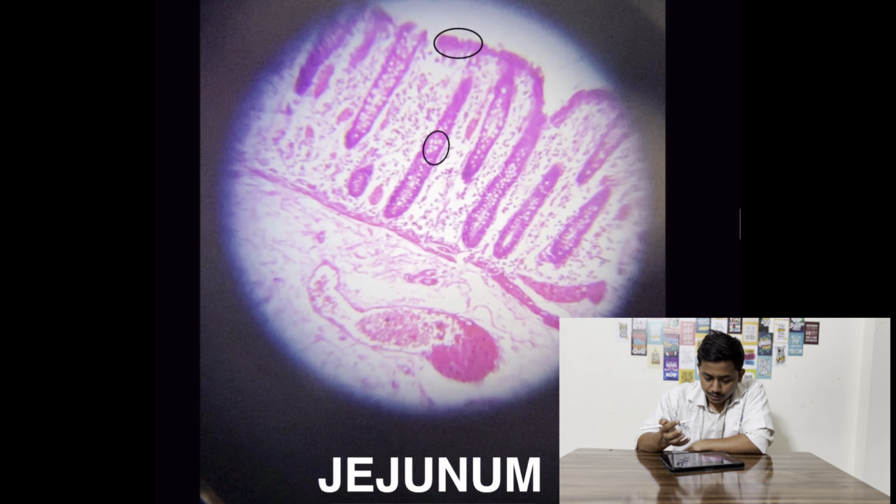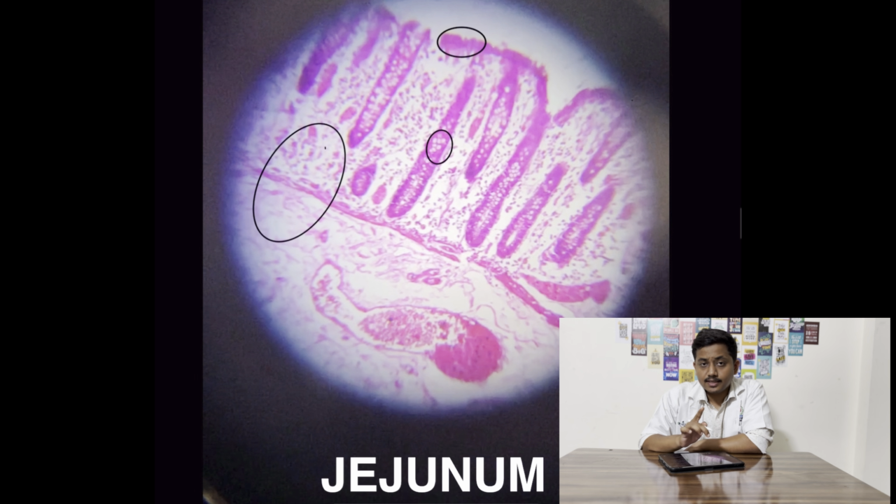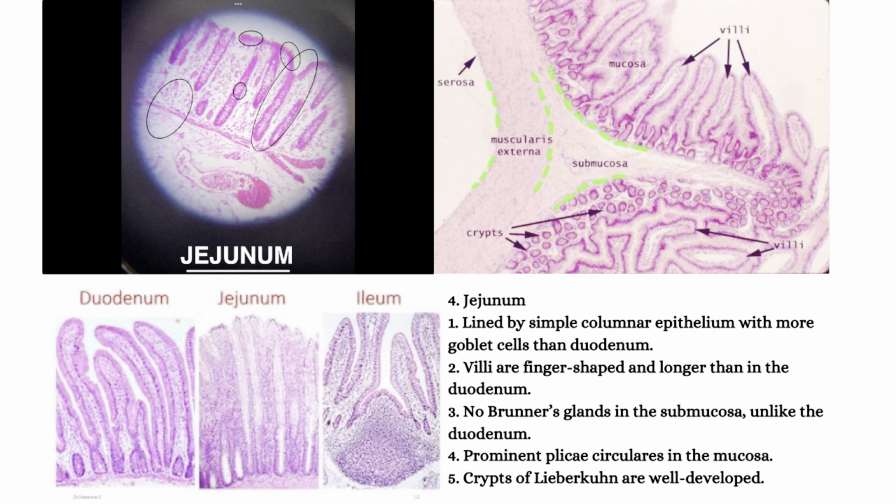The next thing that you should be looking is the submucosa doesn't have any Brunner's gland, hence it is a differentiating feature from duodenum. The villi in case of the jejunum are more like a finger than like a leaf, so it is also a differentiating part from the duodenum. The plicae circularis are more prominent in the mucosa layer of jejunum. So don't forget to mention them in your points. Last but not the least, the crypts of Lieberkuhn are well developed in case of jejunum as compared to the duodenum.